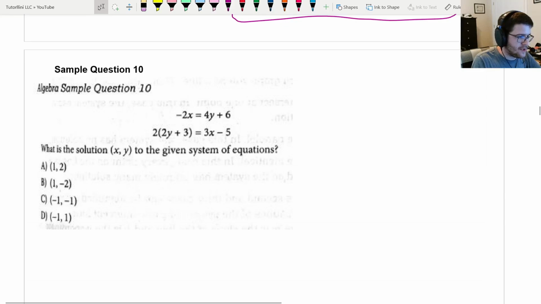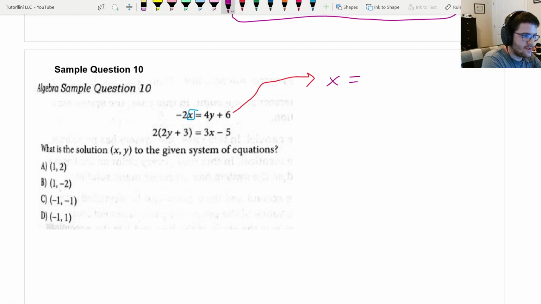We're going to solve this using Desmos, but to do it by hand, I don't know. Probably the easiest way is to get x by itself and substitute. So that's what I'm going to do. I'm going to get this guy by itself. And to do that, I'm going to divide both sides by -2. So I get x equals -2y minus 3. Hopefully that's right. I'm going to put a big box around that.